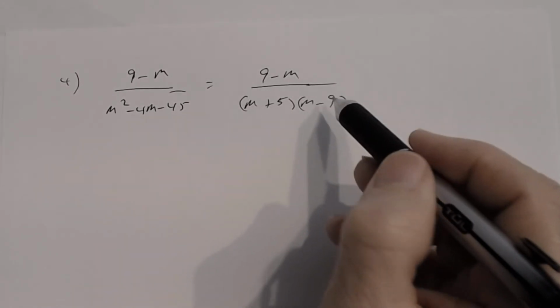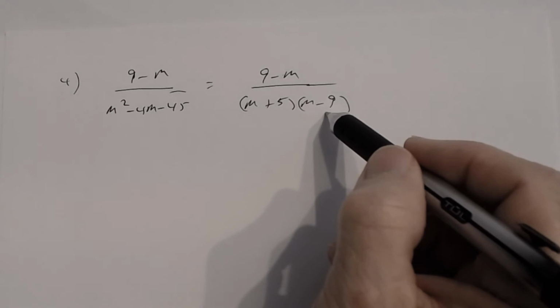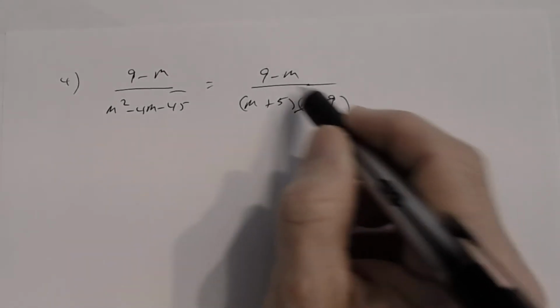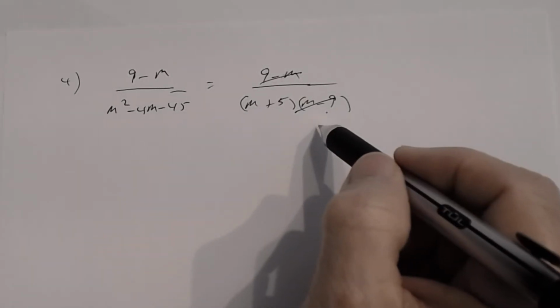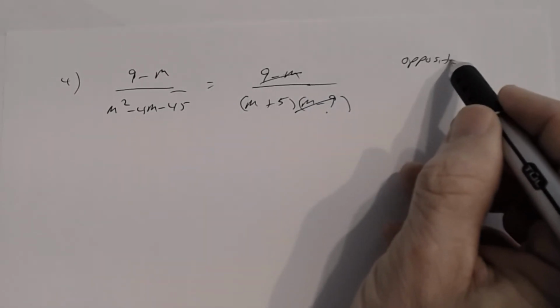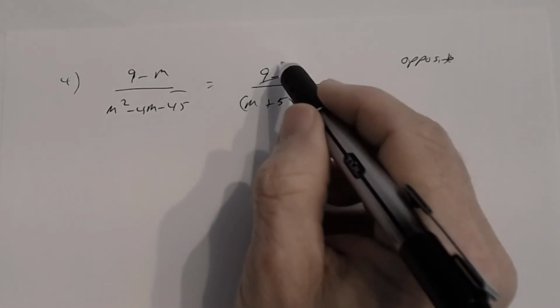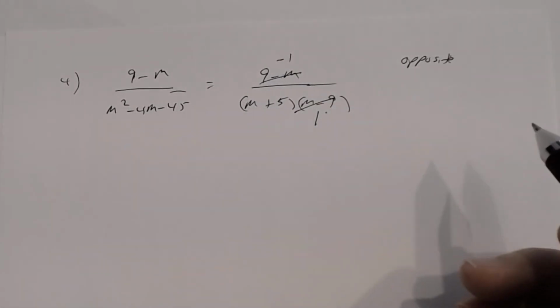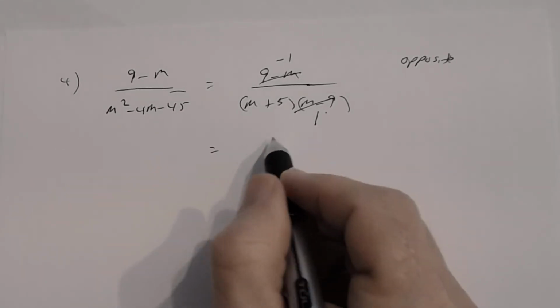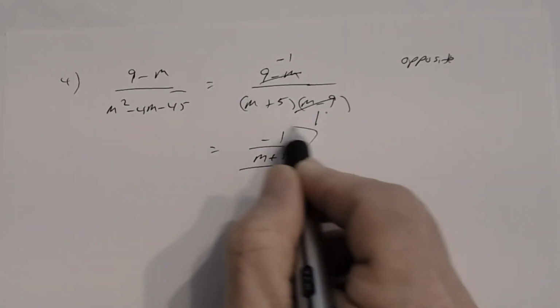All right, so let's reduce. So what do you notice about these two? Those are opposites. So that means that when I divide those, again, don't just cross them out, because those are opposites, right? You are dealing with opposites. So that means that when I divide those out, this is going to be a factor of 1. This will be a factor of negative 1. And so therefore the answer is going to be negative 1 divided by m plus 5.